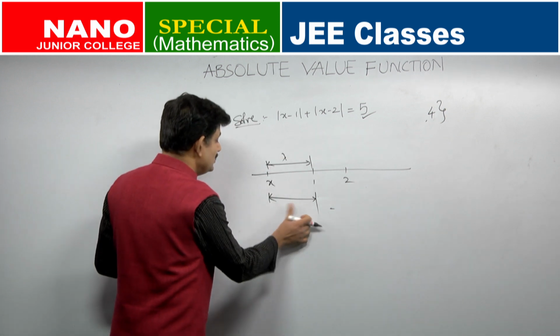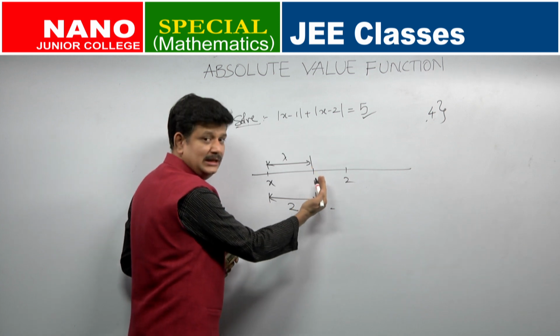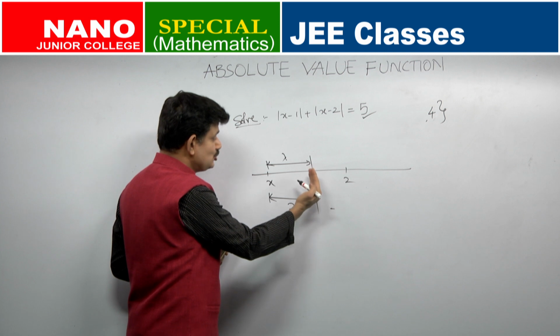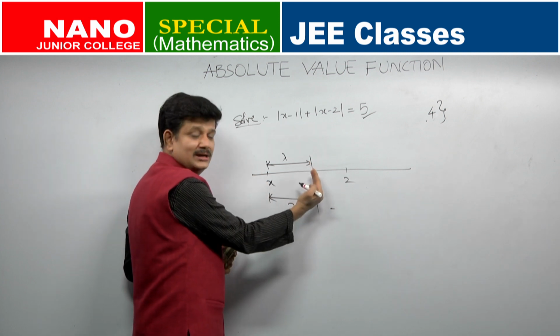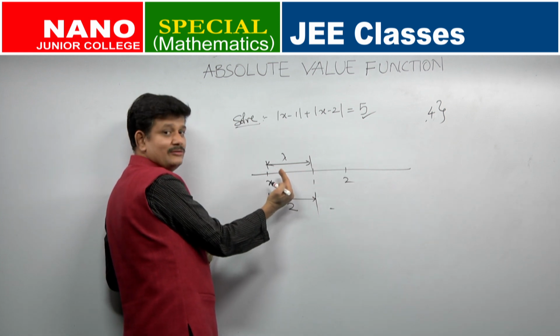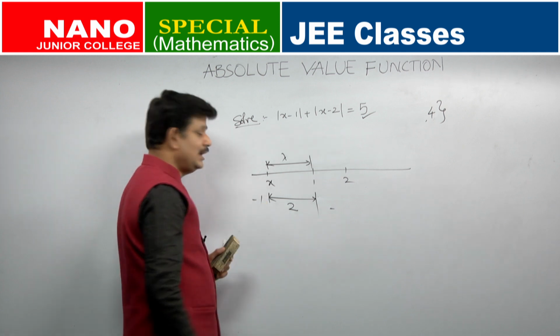So, each of them should be equal to how much? 2. So, I want a number which is at 2 units distance from 1 and to its left. Which is the number which is 2 units distance from 1 to its left? From 1 travel backwards 2 units distance. 1 unit when you travel backwards you reach 0, 1 more unit you reach minus 1. So, this number is minus 1.